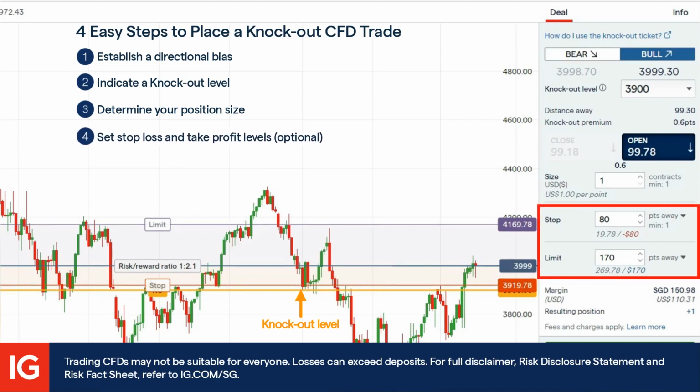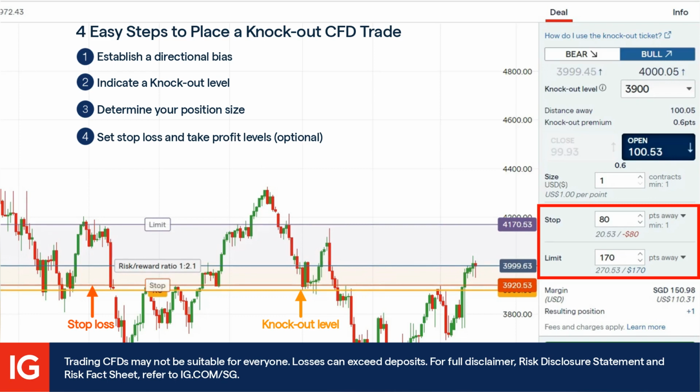The stop and limit fields are your stop loss and take profit levels. Even with a knockout level in place, you may place an additional stop loss. This stop level acts as a normal stop loss to exit your trade should the market go against you, subject to slippage and market gaps.